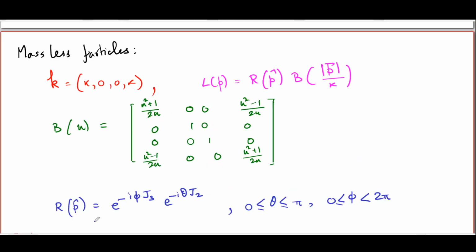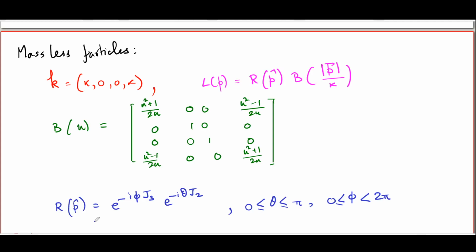Let me remind you that for massless particles, the standard 4 momentum k was taken to be of the form kappa 0 0 kappa, that is, a particle which is moving along the z-axis, of course with the speed of light. And the standard Lorentz transformation in this case, which would carry this kappa 0 0 kappa to the final 4 momentum p of the particle that we are interested in, had this particular form, R of p hat times B of mod p by kappa.